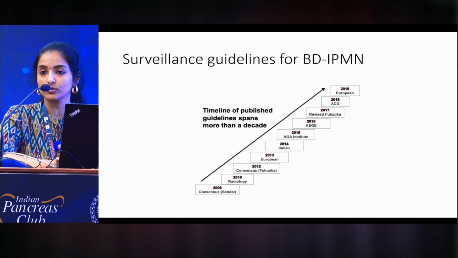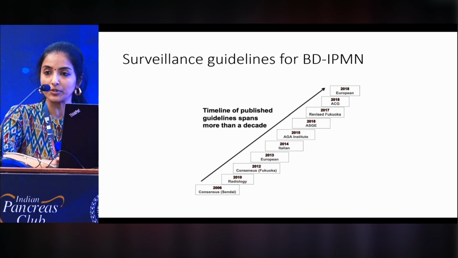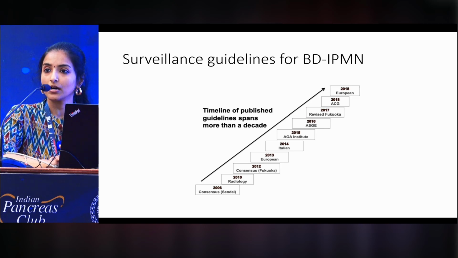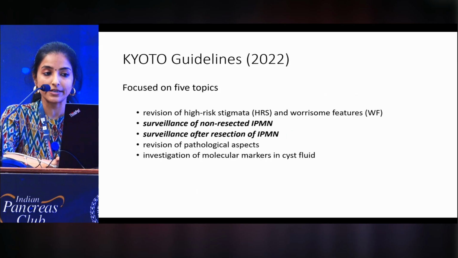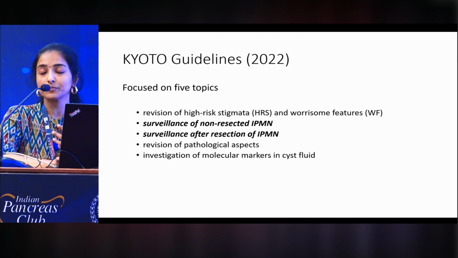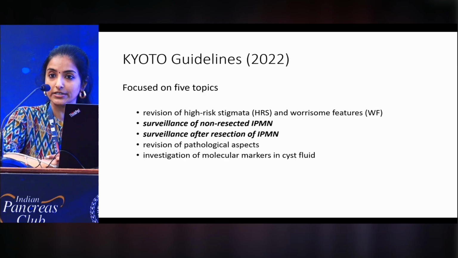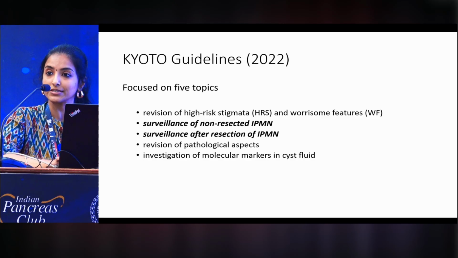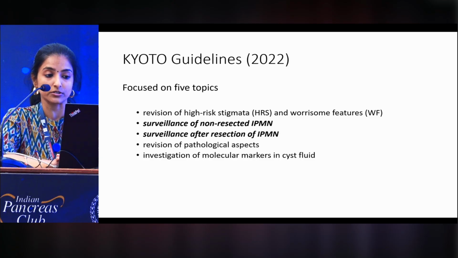Over the last 2 decades, there have been umpteen guidelines and multiple meetings which have tried to give us recommendations on when to intervene in branch duct IPMN. The latest of these remains the Kyoto guidelines that came out in 2022. Apart from revising the high-risk stigmata and the worrisome features, these guidelines also put down recommendations about how to keep these patients on surveillance, both the resected patients and the patients that we choose not to resect. They've given some clear recommendations.